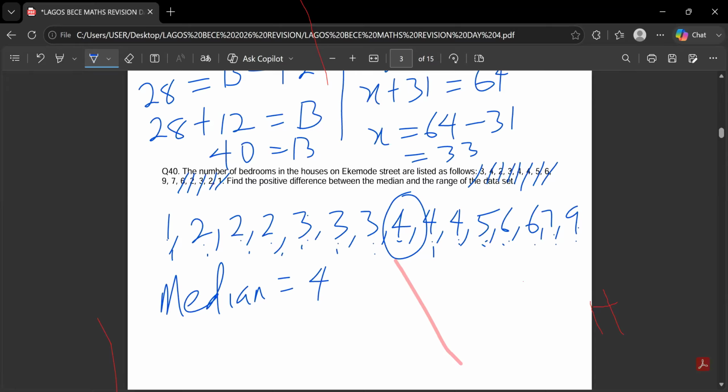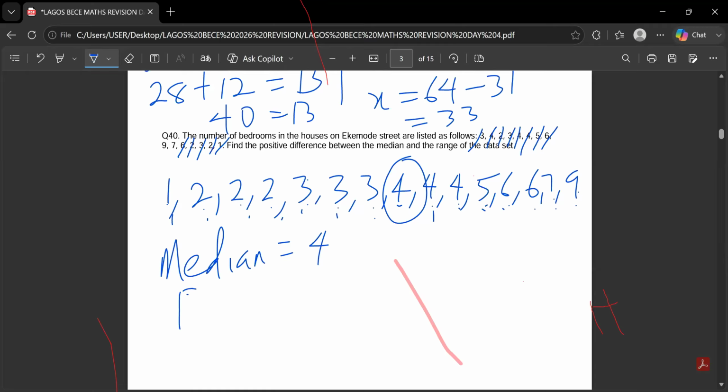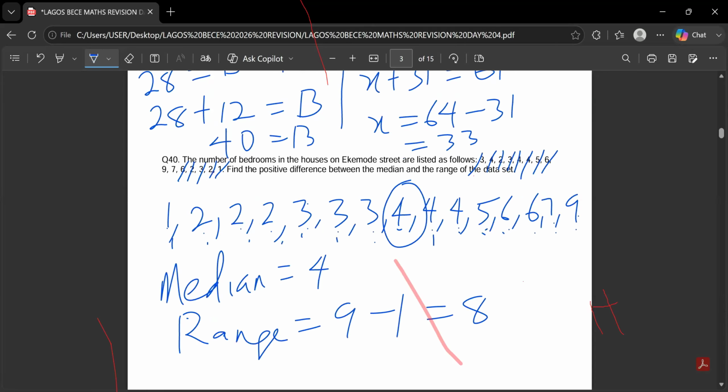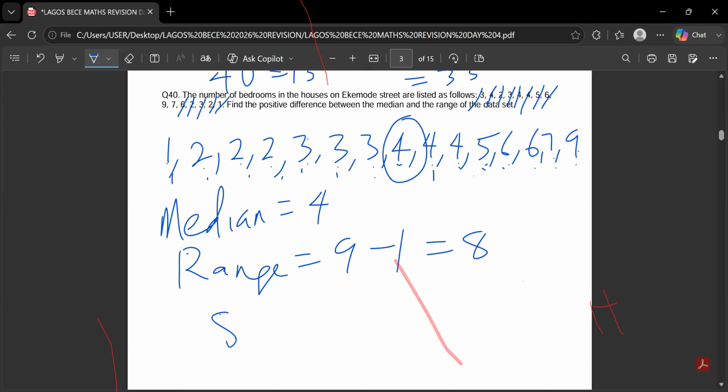Now we need to find the range. The range is going to be 9 minus 1. 9 is the biggest number, 1 is the smallest number. So that gives us 8. Now let's come back to positive difference. Anytime you hear the word positive difference, it means we subtract the smaller number from the bigger number. So that is going to be 8 minus 4, which is equal to 4. The answer is 4.